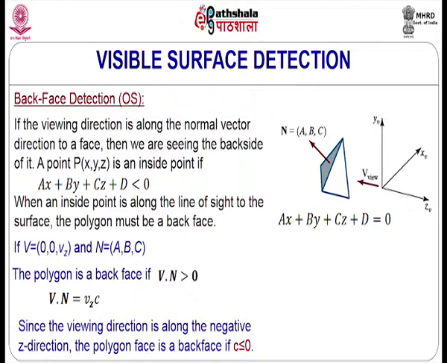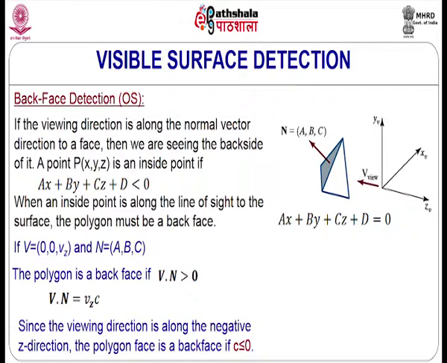A point P(x, y, z) is an inside point if it satisfies the condition ax plus by plus cz plus d less than 0. If it is equal to 0, it is a point on the plane, the equation that defines the plane. You can have that z coordinate in the point.